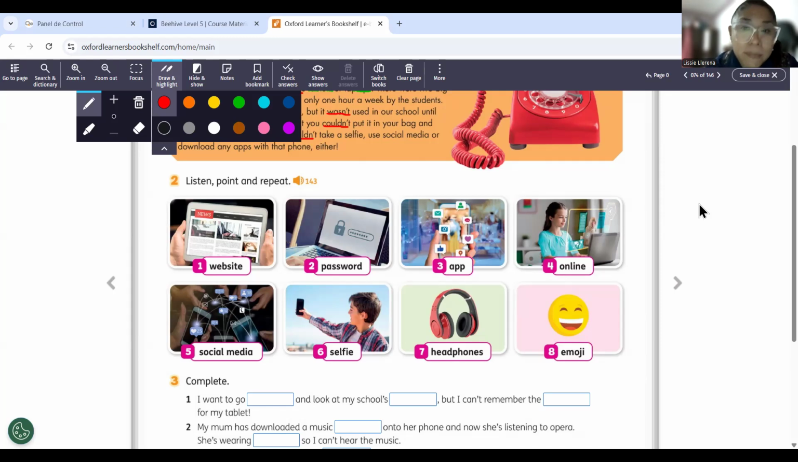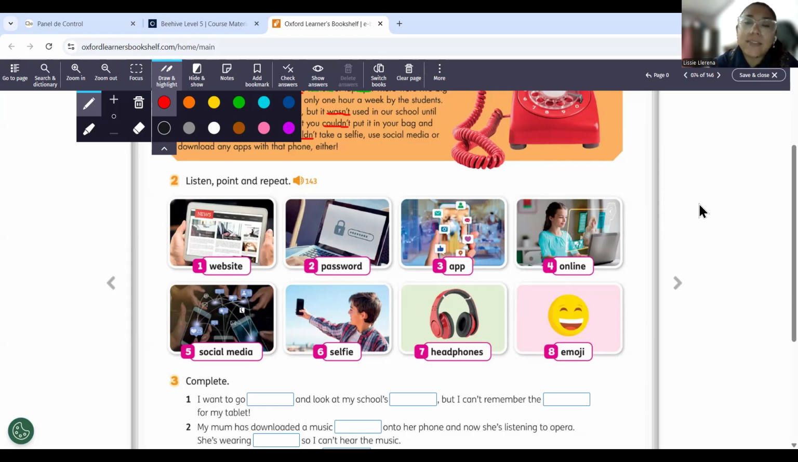Number 5, social media, redes sociales. You know which kind of social media we use. I do use a lot Facebook or Instagram. I think I do more TikTok than Instagram. Maybe you do the same. Okay, so we have Instagram, Facebook, TikTok, Snapchat, and other kinds of social media.